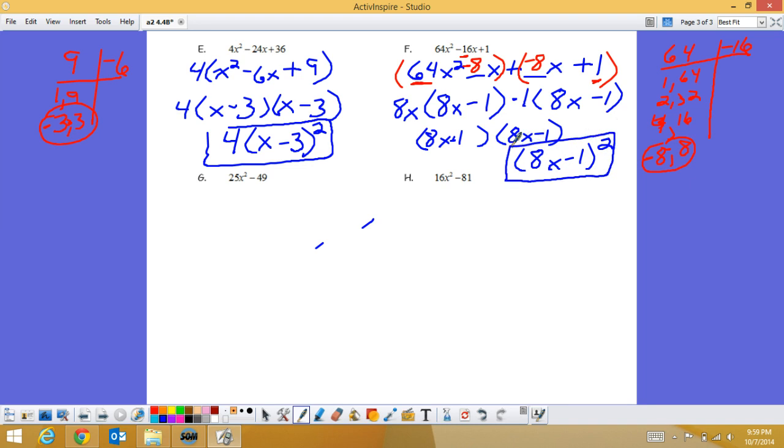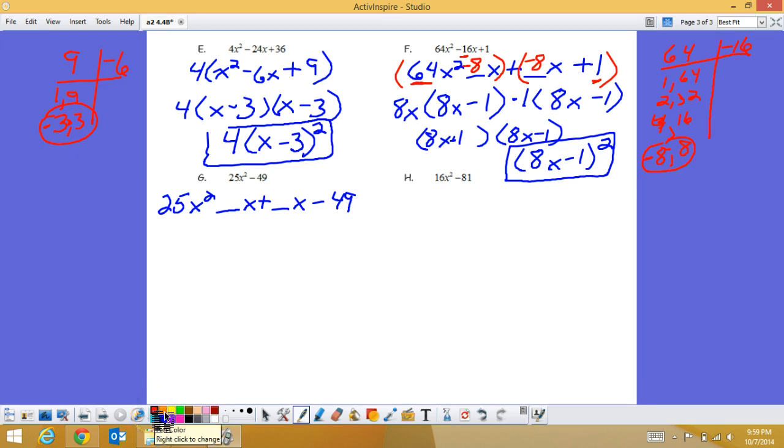Now, G and H are some special cases where there is no B value. It is 0. So if you want to think about this, there is a shortcut to this, but I'm not going to show you that. If you figure out what that shortcut is, good for you. Otherwise, we can just follow the same method by splitting up that middle term, which, keep in mind, is 0.